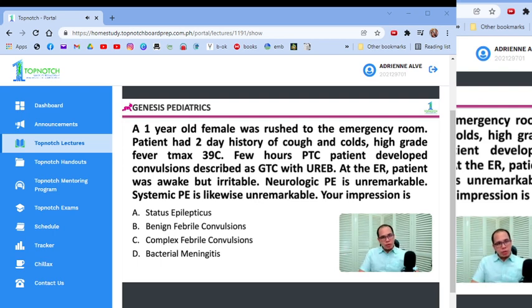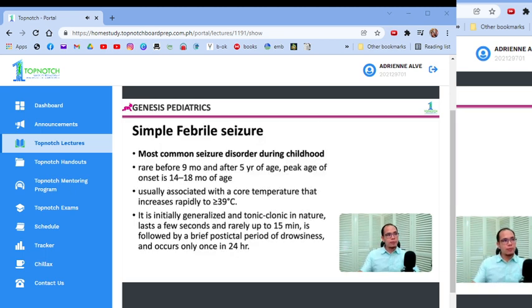So this is a 1-year-old female developing fever and convulsions. Okay? The duration is not stated there. But she is awake on arrival, and neurologic PE is unremarkable. What would be the best answer here? At this point in time, there is no other information given. The best answer would be benign or simple febrile convulsions. You have to know the definition of your BFC or your SFS. It's the same, simple febrile seizures or benign febrile convulsion.